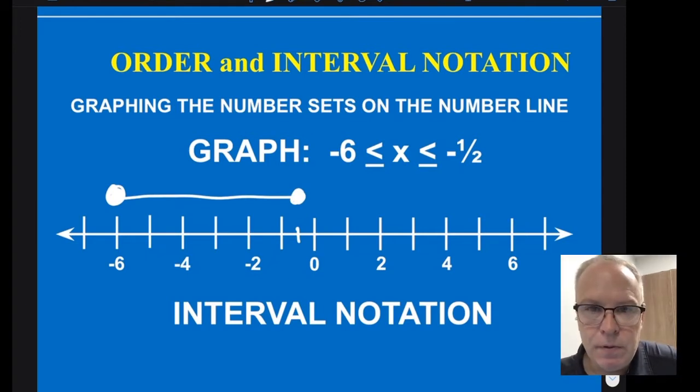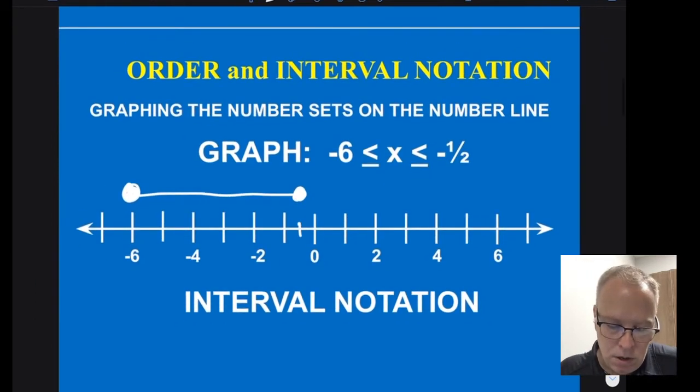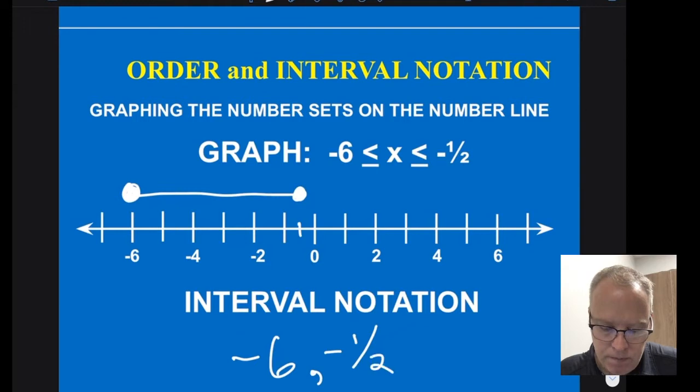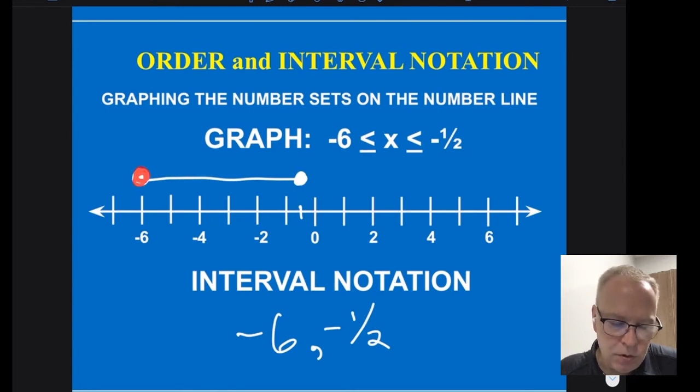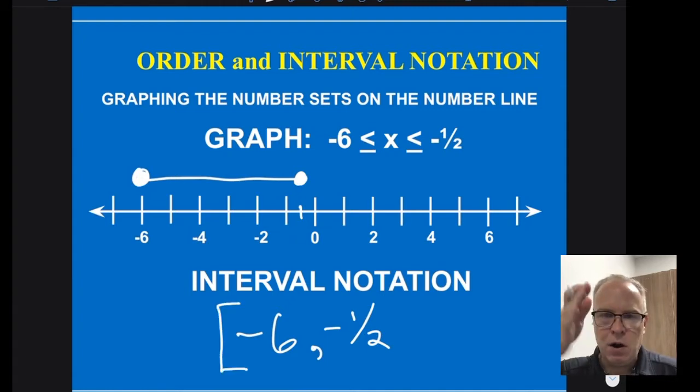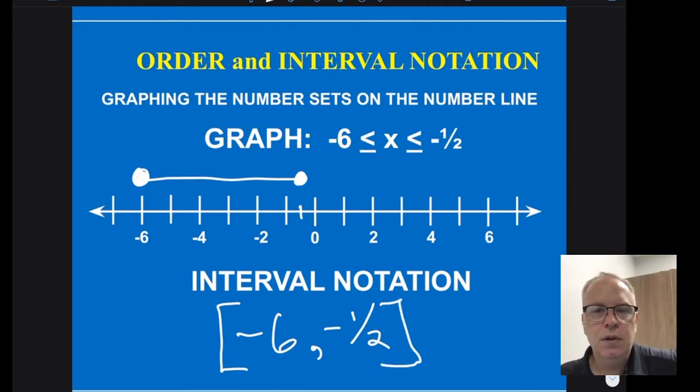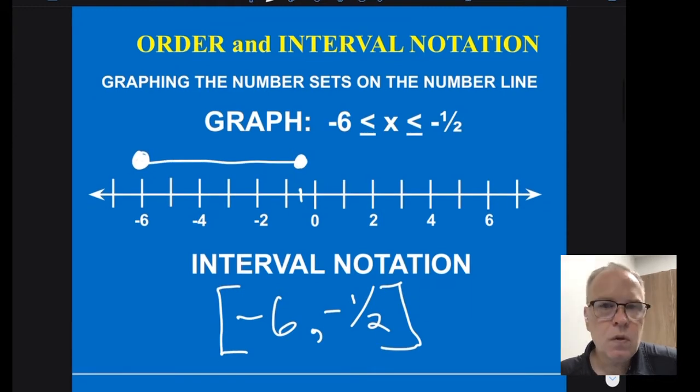Now, this might not be a review. You ready? We write the smallest number here, and then the bigger number here. Now, this is not an open circle situation. This is a closed circle. So we're not going to use a parenthesis. Instead, we're going to use a bracket. Think of it like a very hard break. Okay, it includes -6 and it includes -1/2. That's interval notation. That's all there is to it here.